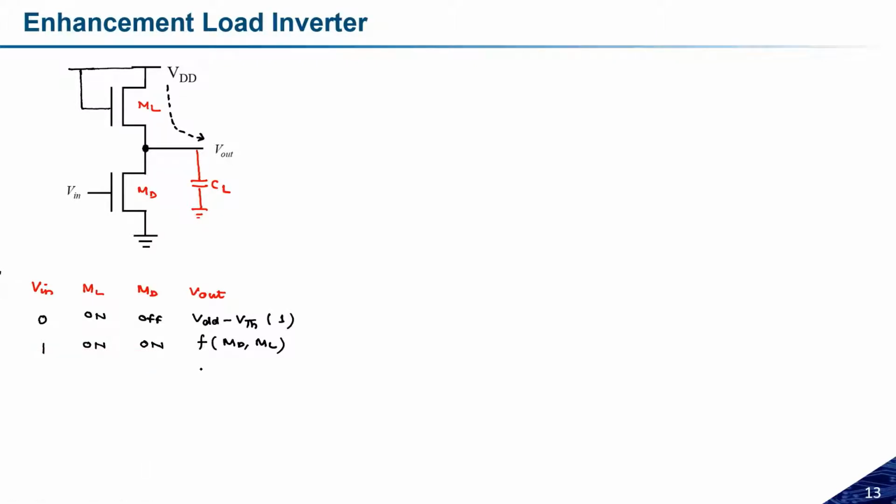So if the MD strength is increasing, in this case, the resistance of MD will reduce. And if the resistance of MD will reduce, V out will be close to the logic 0. So V out will be close to logic 0 if the size of MD is increased. Okay, and vice versa. What is the output voltage in case the input is equal to 1? That completely depends on the size of the transistor.